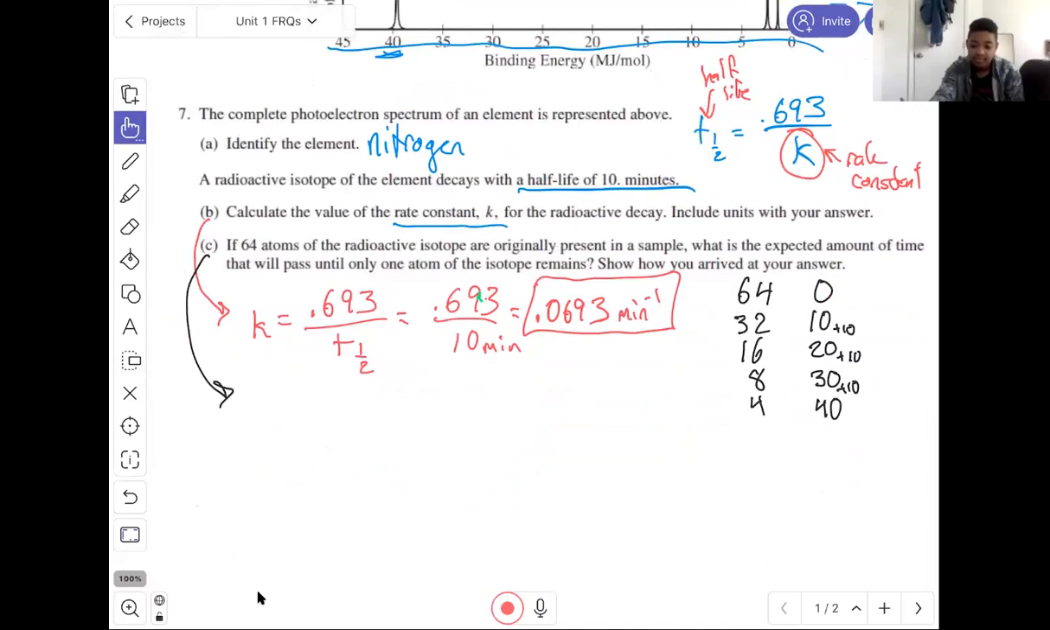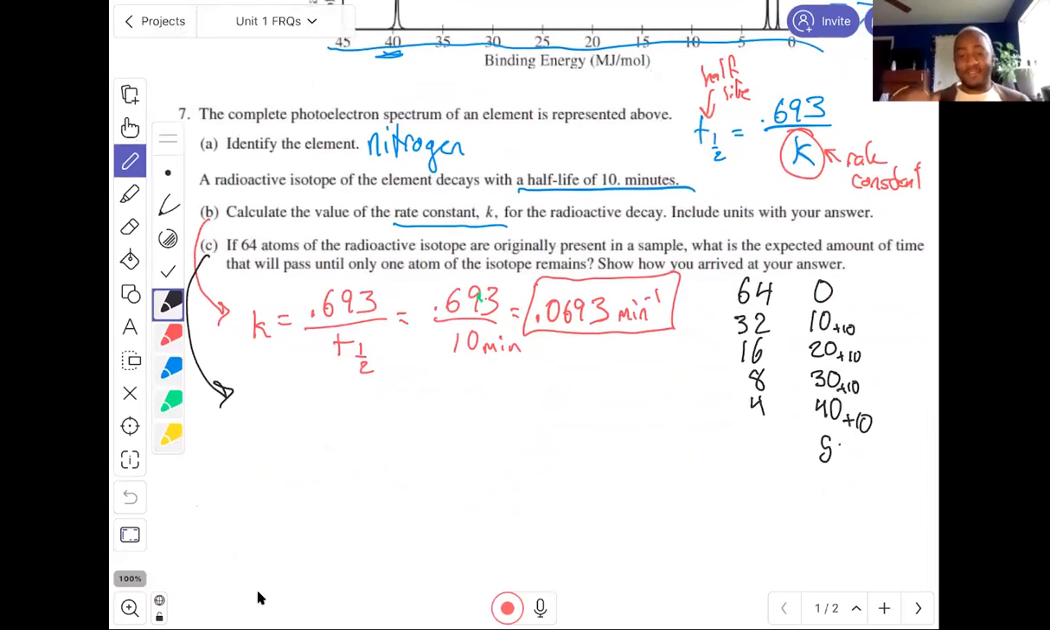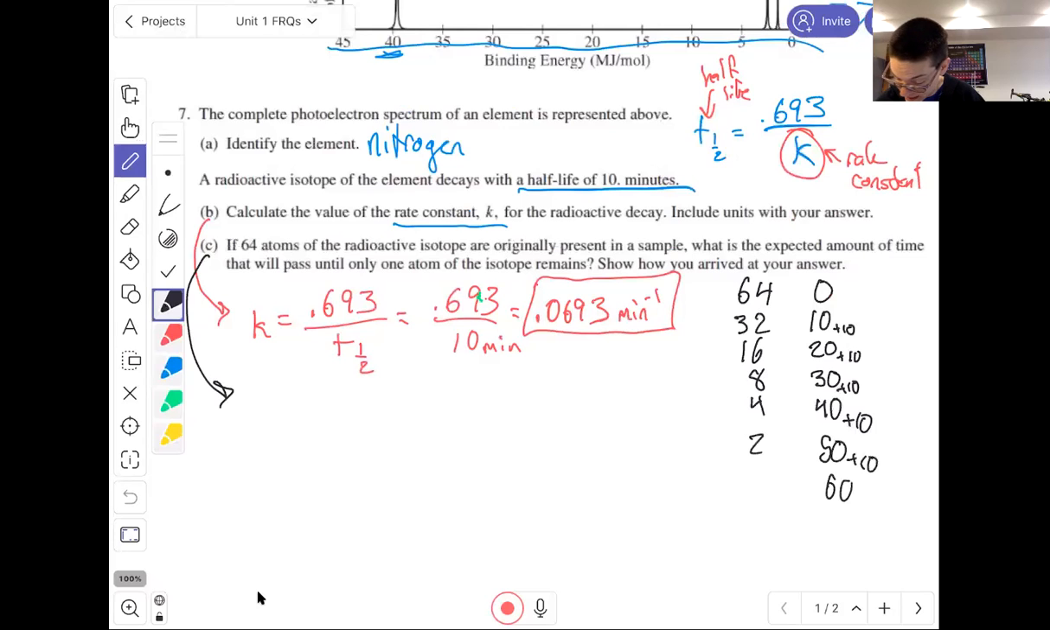All right, add another 10. 2. Then 1. So how much time was required? 60 minutes, or 1 hour.